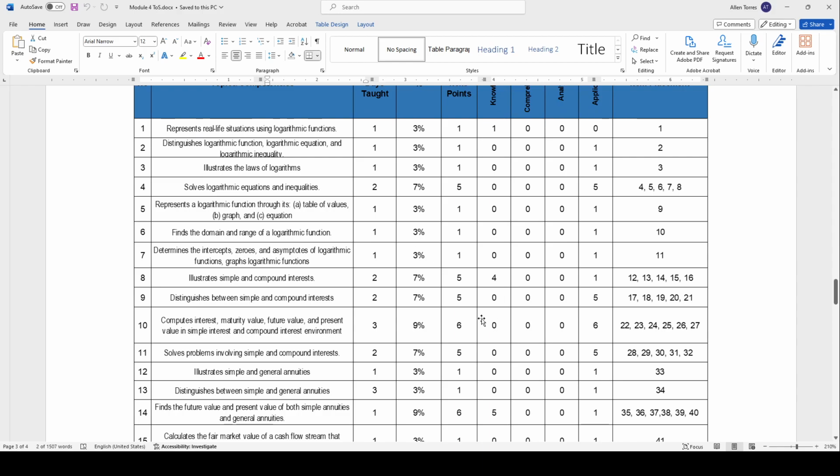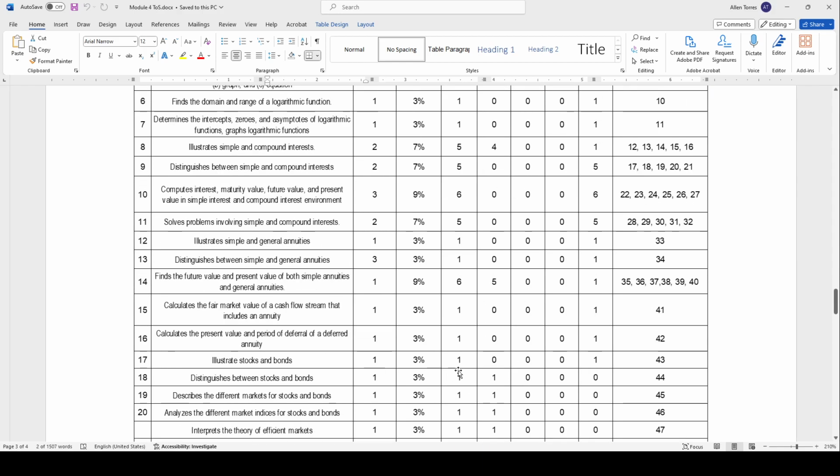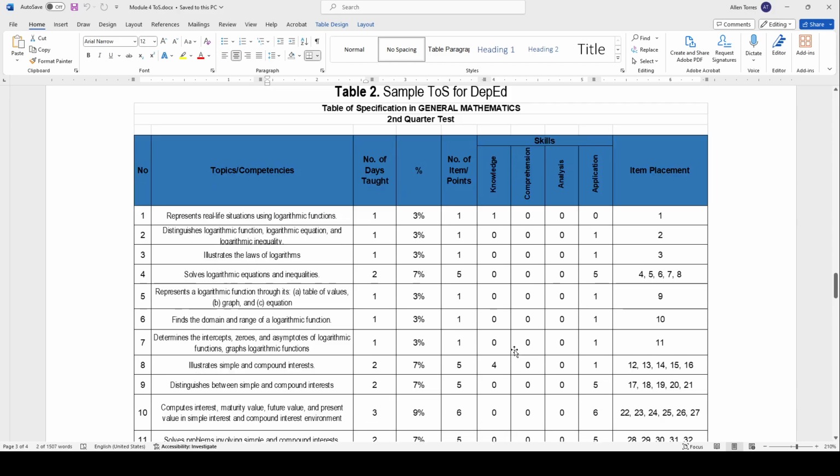Yung competency number, wala pala. Wala nag-overlap dito. Okay, so let me retract that statement. Ang competency again, ang isang competency, halimbawa ito, number 1, represent real-life situations using logarithmic functions, nakalagay lamang siya sa knowledge. Yung competency number 4, solving logarithmic functions, lahat ng items niya, okay, yung 5 items niya ay nakalagay lamang sa application. Okay, so I stand corrected on that one. Ang isa at isang competency, naglalay lamang sa isang level ng revised Bloom's taxonomy.